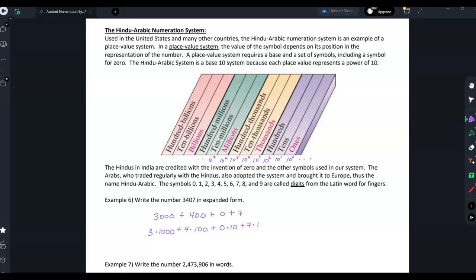Once we understand the concept of exponents, we would write it that way instead, just to emphasize the fact that these are all powers of 10. This is a base 10 system.